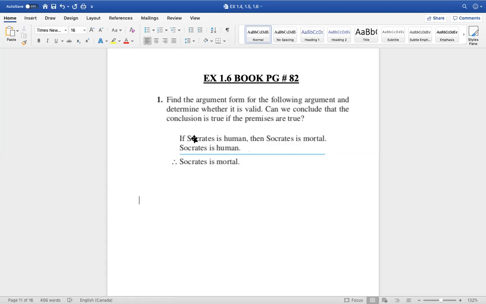So here we have these three statements, 1, 2, 3. These ones here are called the premises, and then this one here is called the conclusion. We have to determine if this conclusion is true based on these premises or hypotheses given to us. The premises that we are given are: if Socrates is human, then Socrates is mortal. We know that Socrates is human, and then we are concluding that Socrates is mortal.